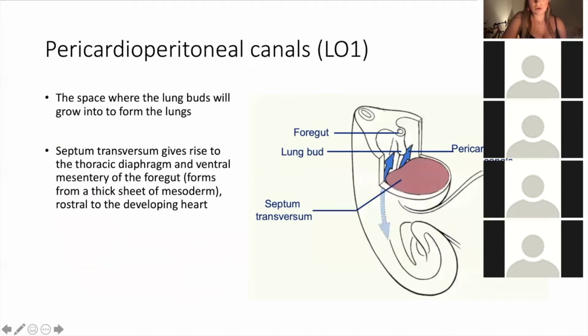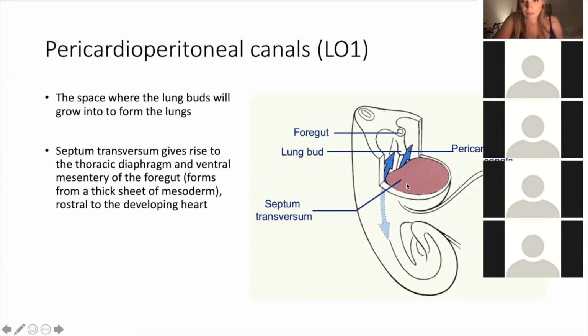This is just a small thing. I think you guys just need to be aware of it, not in too much detail, but we have something called a pericardio-peritoneal canal. So this is simplistically just the space where the lung buds will grow into to become the adult fully developed lungs. You can see here, where the blue arrows are, these two indents, this is where the lungs will sit in. And you can see the lung bud forming there as well.